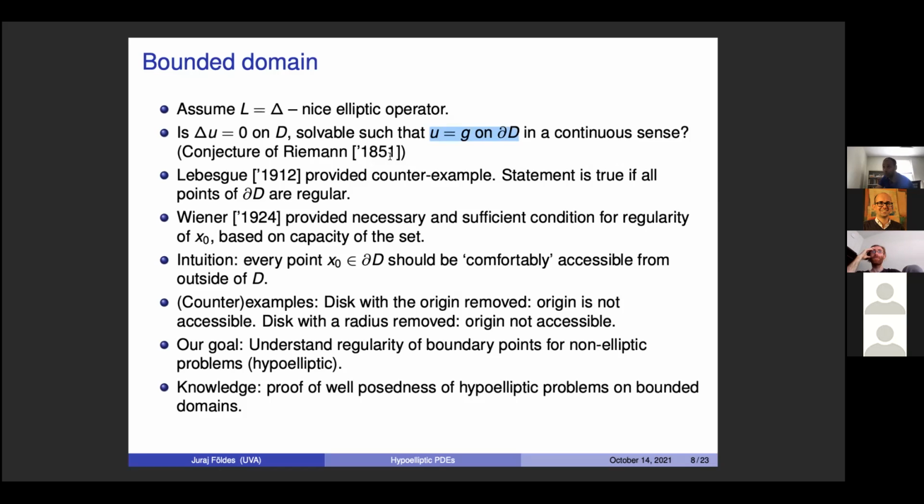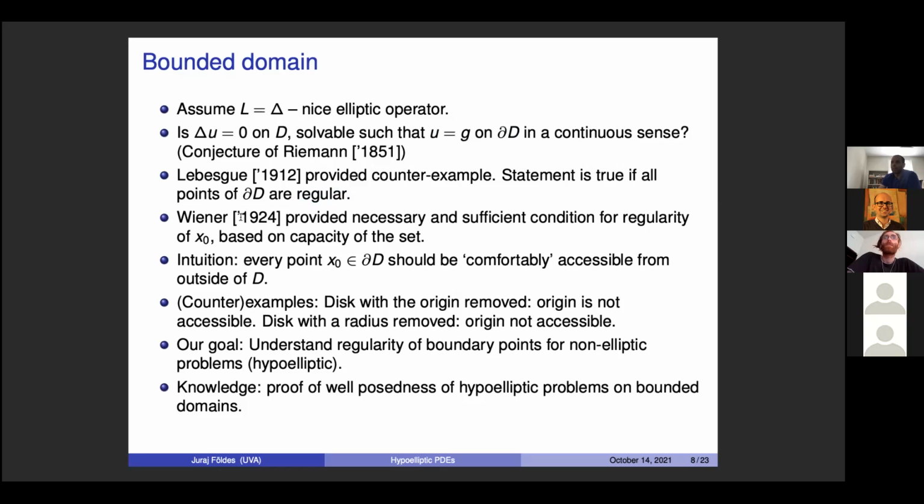So it's a very old conjecture of Riemann, that this problem is always solvable, because he already had this variational characterization and he thought that this is always going to be true. However, in 1912, Lebesgue provided a counterexample. The domain was very rough, right? That was the point, and I'll get to how rough it needs to be. And he actually showed that the statement is true, that this problem is solvable, if all the points on the boundary are regular. I'm not telling you what regular means, but sufficiently nice.